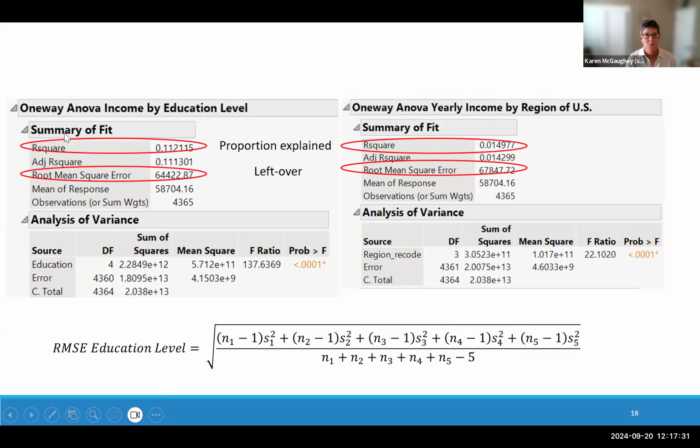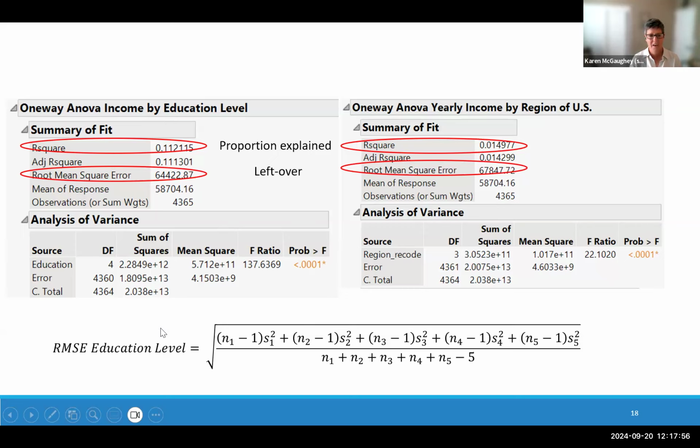And remember, R squared is the proportion of variability explained by the model. And so education level here explains about 11% of the variability, while region only explains about 1.5%. So I don't think you need to go here if you're in a Stat 1 class, obviously, but just so everybody here is on the same page with this.